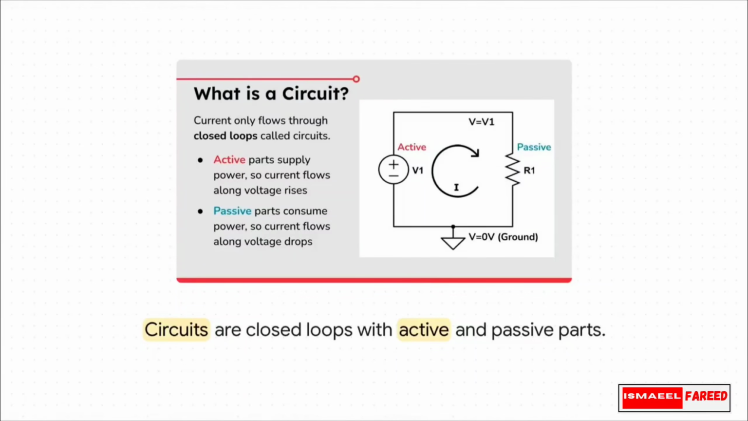In any circuit, you've got active parts and passive parts. Active parts, like a battery, supply the power. They literally lift the charge up to a higher energy state, creating a voltage rise for the current to flow from. Then, the current travels through the passive parts, like a light bulb or a tiny motor, which consume that power. As the current moves through those passive parts, it flows down voltage drops, eventually returning right back to that 0-volt reference point we call ground, ready to be pumped back up by the active part all over again.